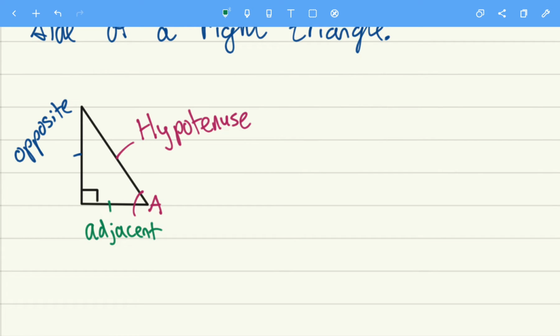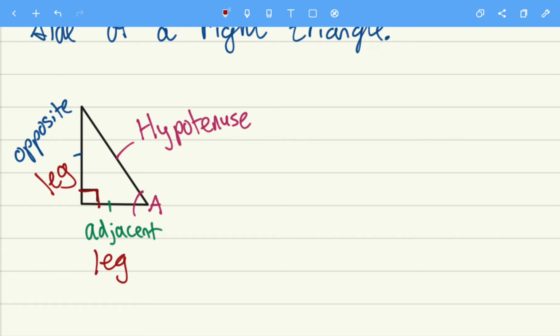So let's take a look back at these right triangles and look at our sides. We're using angle A as our reference angle. We know that the longest side right here is our hypotenuse. The other 2 sides are our opposite and adjacent sides. Those are also referred to as legs. So the legs come off this right angle here.